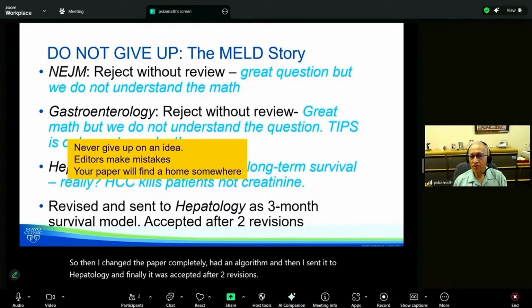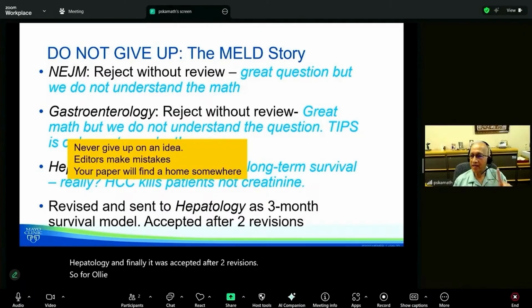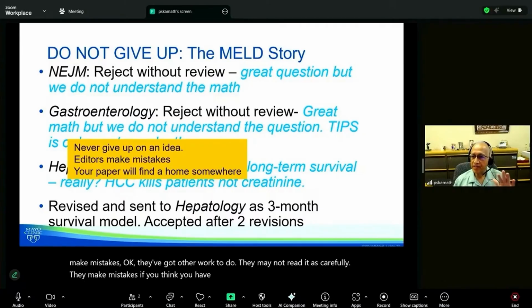So for all you researchers, never give up on an idea. Remember that. 2, editors make mistakes, okay? They've got other work to do. They may not read it as carefully. They make mistakes. If you think you have a good idea, send it somewhere else. Your paper will ultimately find a home somewhere.